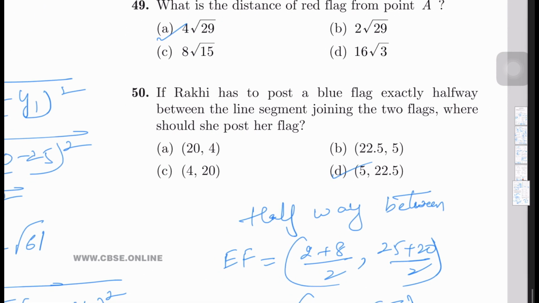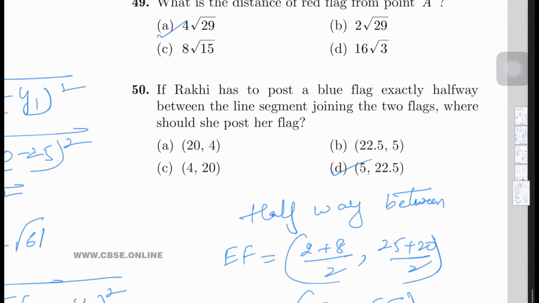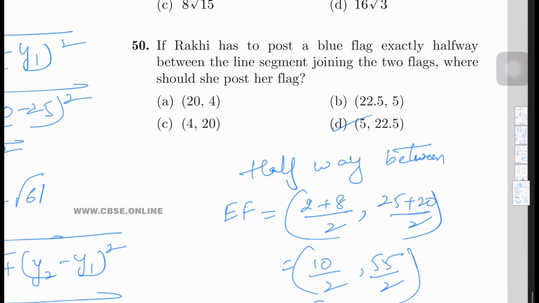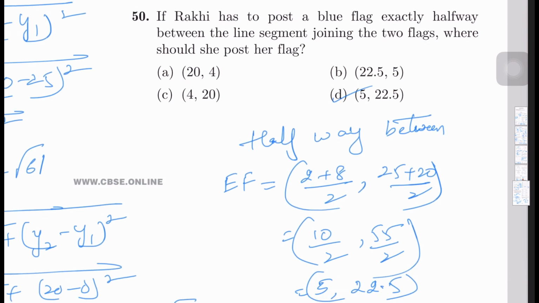Next, if Raki has to post a blue flag exactly halfway between the line segment joining the two flags, where would she post her flag? So now that is halfway between 225 and 820. So you take x1 plus x2 by 2, y1 plus y2 by 2. So 2 plus 8 by 2 and 25 plus 20 by 2 is nothing but 5, 22.5. So that is the answer.